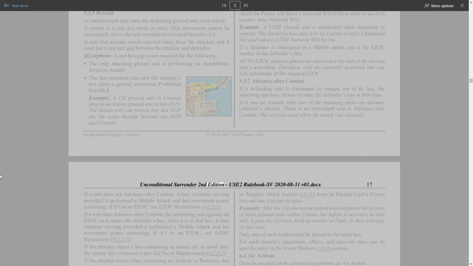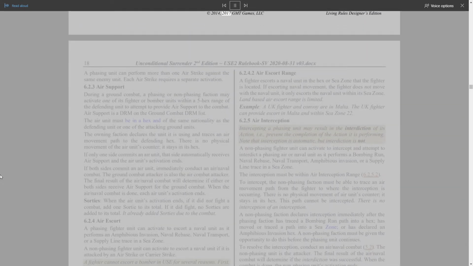Unconditional Surrender 2nd edition, Use 2 Rulebook SV the 31st of August 2020 v03.docx 17. Copyright symbol 2014, 2017 GMT Games, LLC Living Rules Designers Edition.